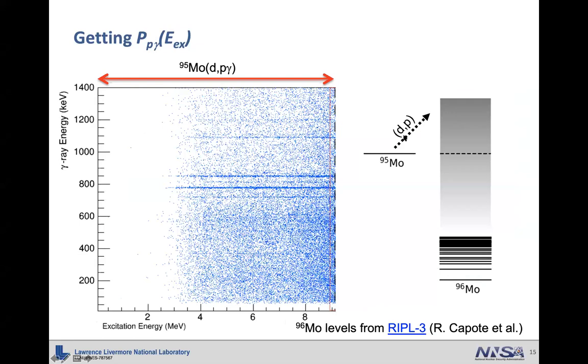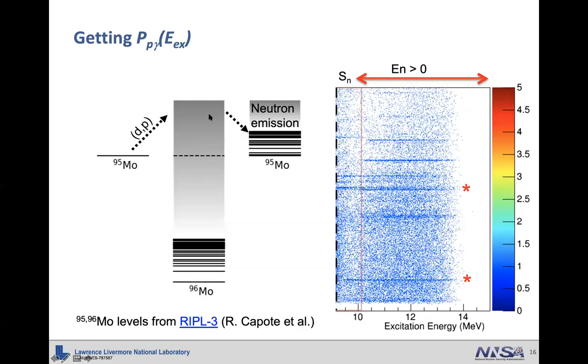So this is just a cartoon of what's happening. Below the neutron separation energy, you're doing (d,p) to excited states in molybdenum-96, which then de-excite, and you see the characteristic gamma rays from this de-excitation. Above the neutron separation energy, you have competition between gamma ray and neutron emission. So you can see here, these are the first 2 excited states, marked with the red asterisk, in molybdenum-95. And you can see those start to turn on as you cross the threshold for them.